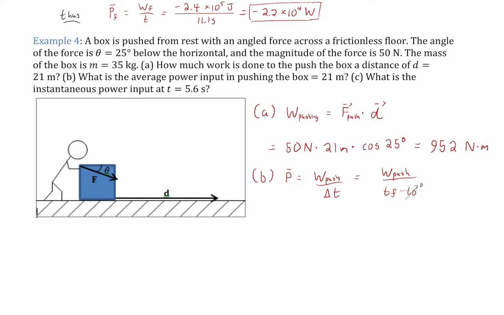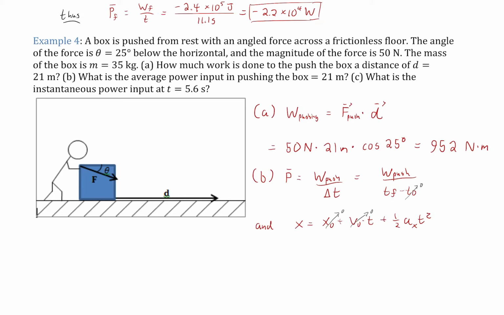Then the average power output, which was review. The average power output of the work of pushing over the time will just be the value that we found there, over the time. I put delta t, but the clock started at t equals 0, so we're fine there. And we just need to find the time. Well, what do we got?